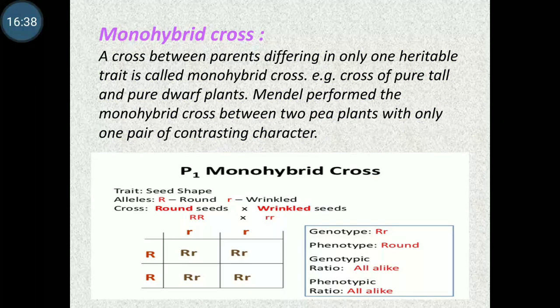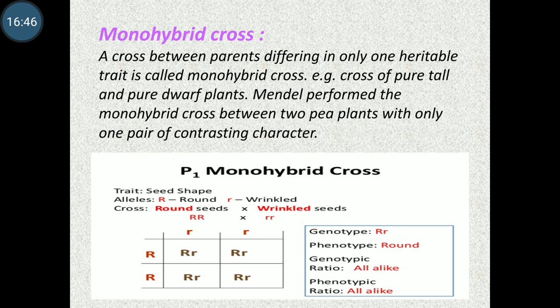Monohybrid cross. A cross between parents differing in only one heritable trait is called a monohybrid cross. For example, a cross of pure tall and pure dwarf plants. Mendel performed the monohybrid cross between two pea plants with only one pair of contrasting characters.